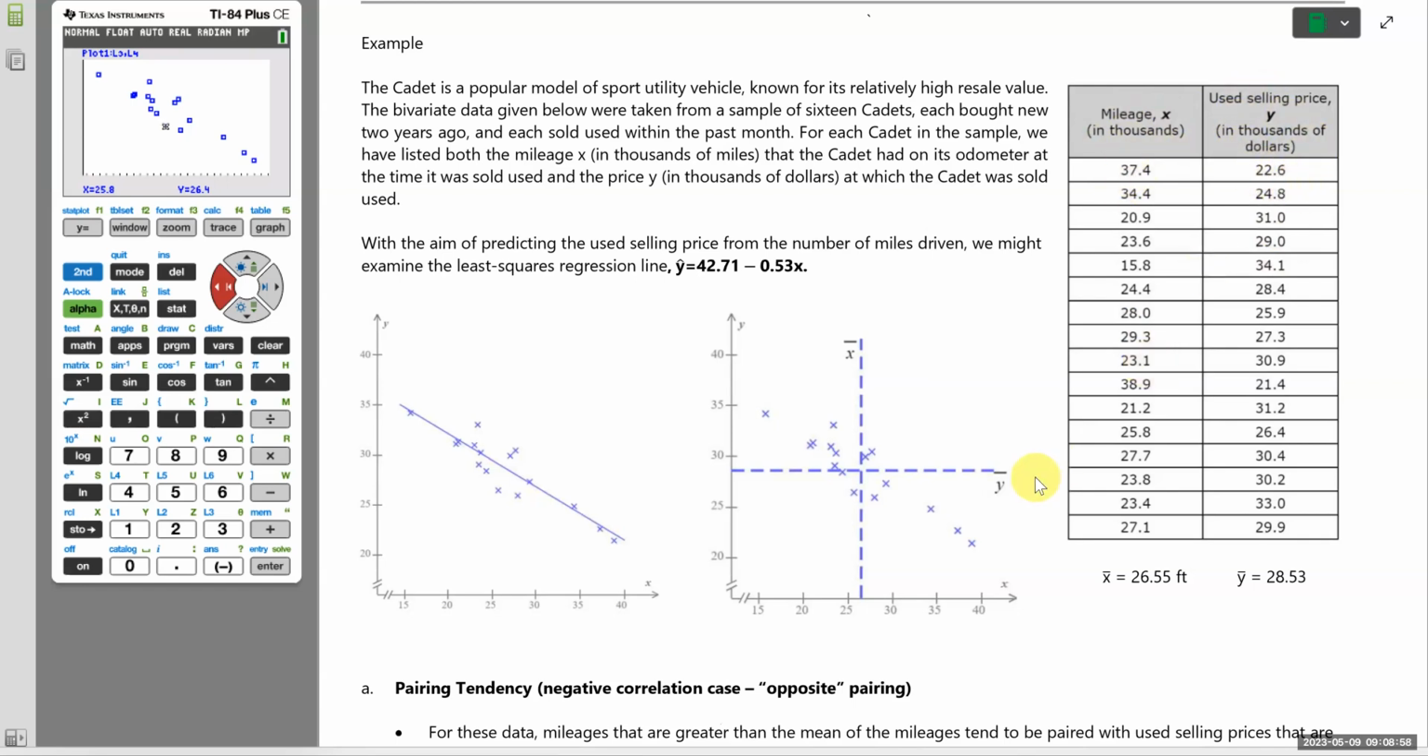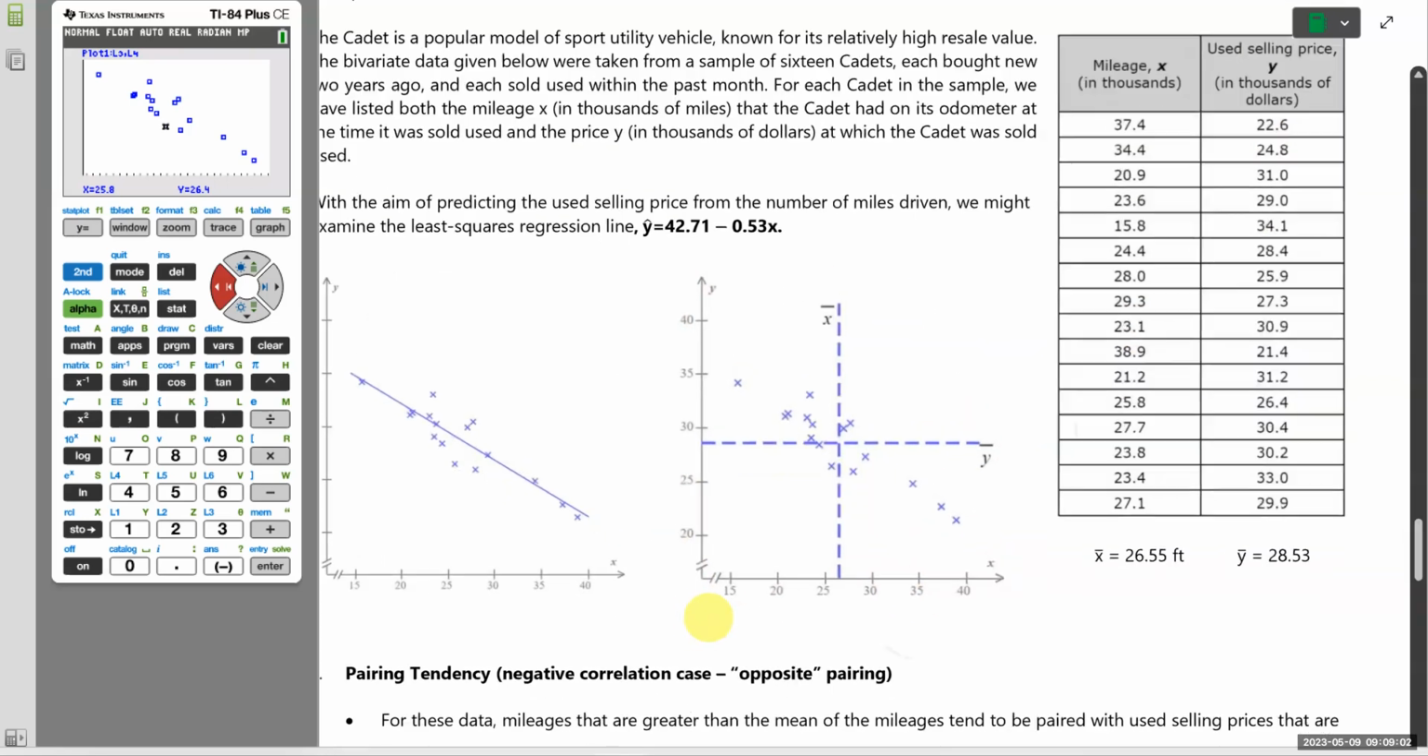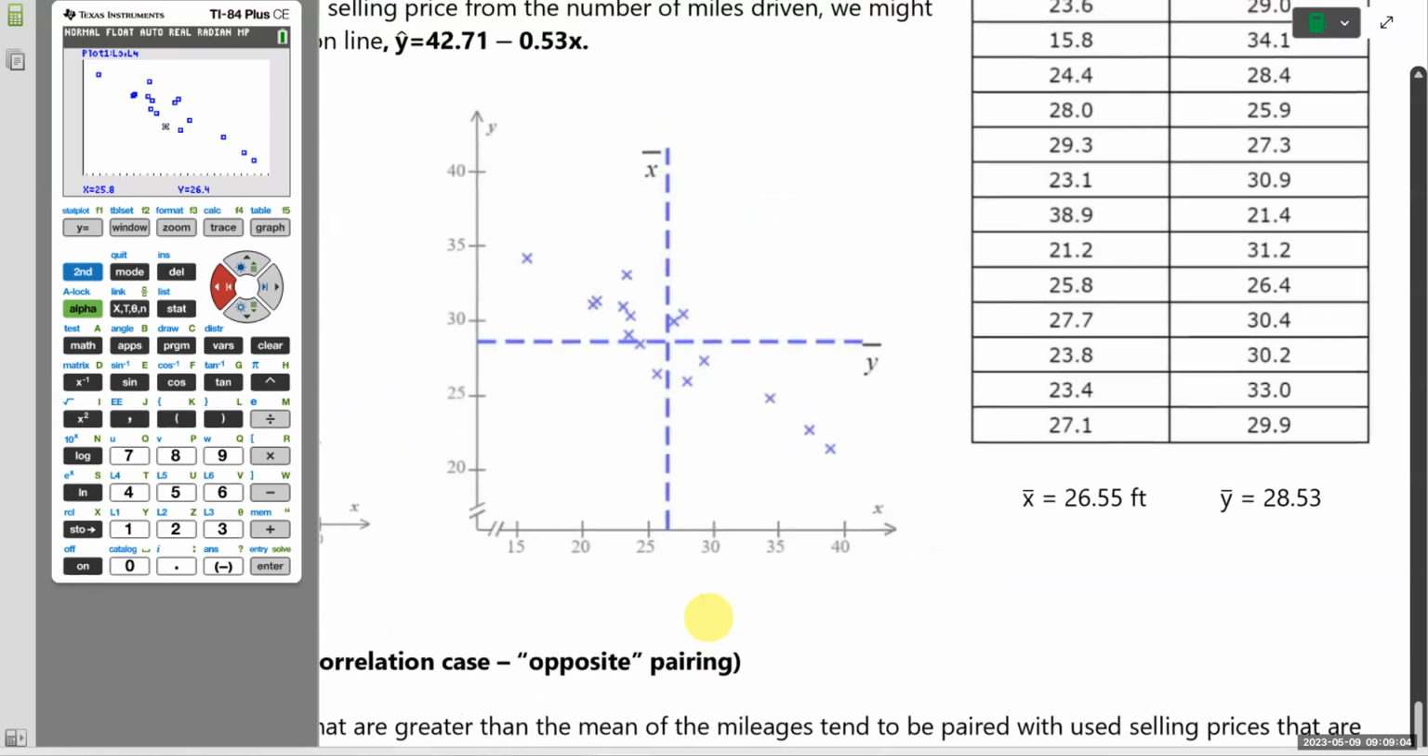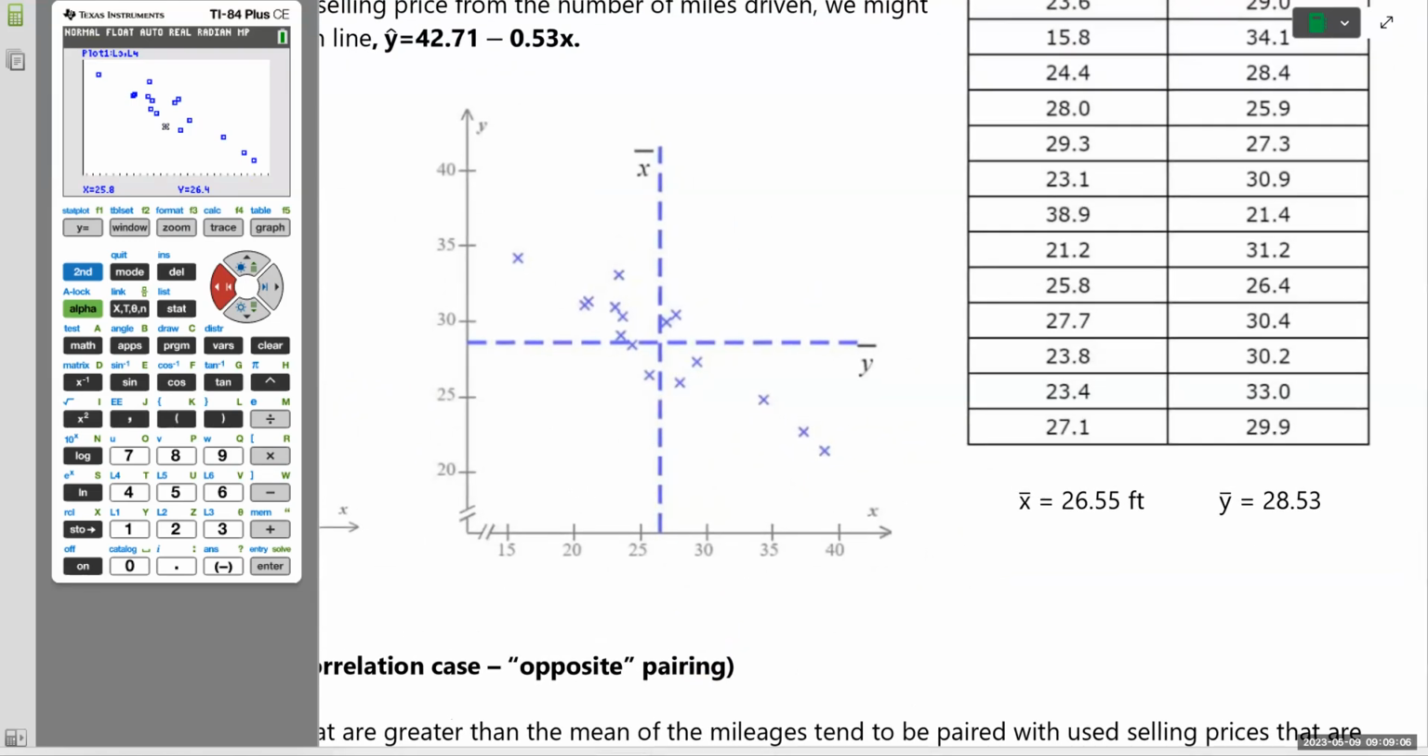So what I'd like to do is just come over to this picture and actually label these axes with what they represent to make it easier here. So my x-axis is representing the mileage on the Cadet. And then up here, my y-axis is representing the price that that Cadet sold for, so selling price.